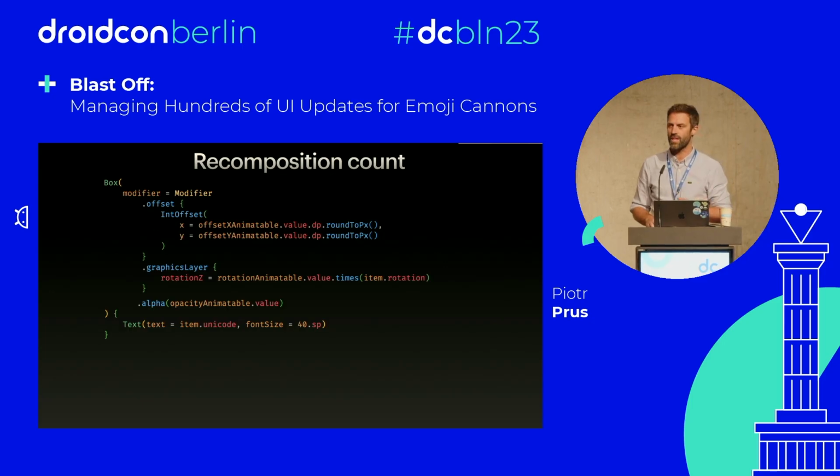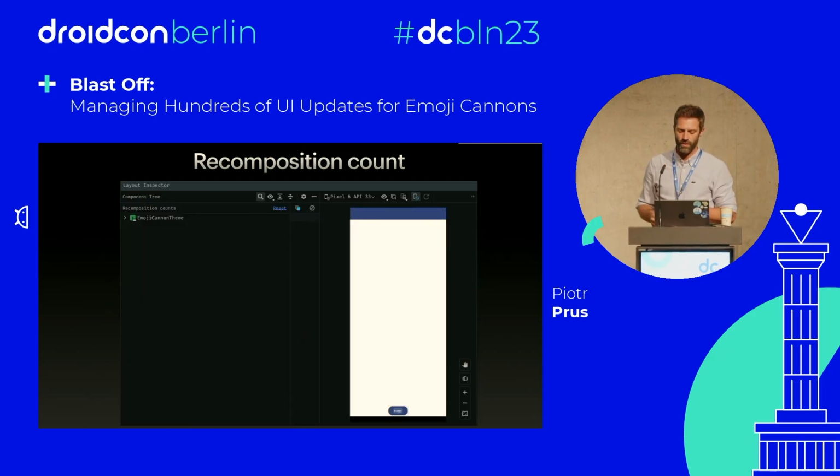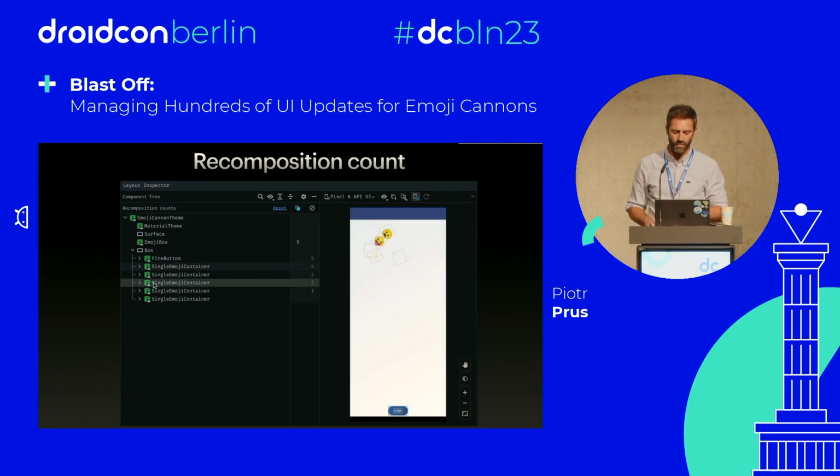So we have rotation Z, rotation X, Y, and also translations, and we also have alpha. So now when everything is in their lambda versions, we can double check our recomposition count. And as you can see, every time I click on fire, the emoji comes into the screen, and we do not have those crazy recompositions. We just have none. So it is rendered once, and then just flows on the screen. Everything looks nice.